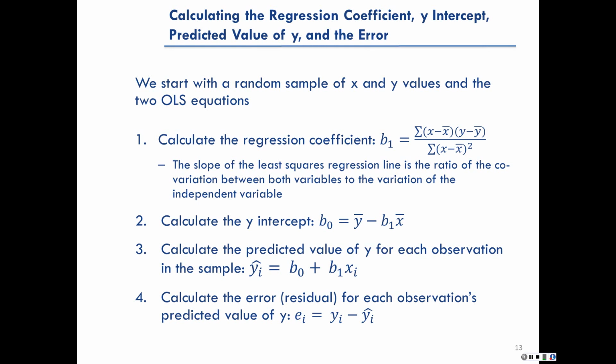The next step, the fourth and last step, is you want to calculate the error term or residual for each observation's predicted value of y. And remember, you have the actual value of the dependent variable y. You have each individual observation, and all you do is subtract your new predicted value that you calculated in step 3 from the actual value of y, and that gives you the amount of error for each individual observation. And that amount of error is the distance from the plotted data point to the straight line that goes through the data.